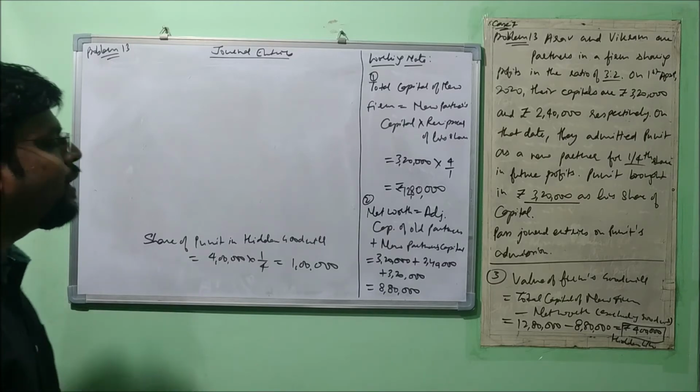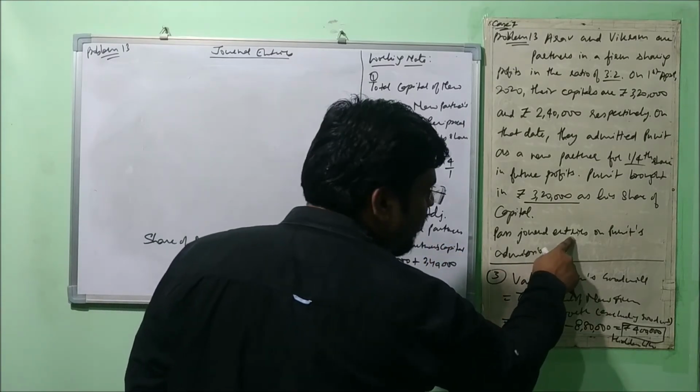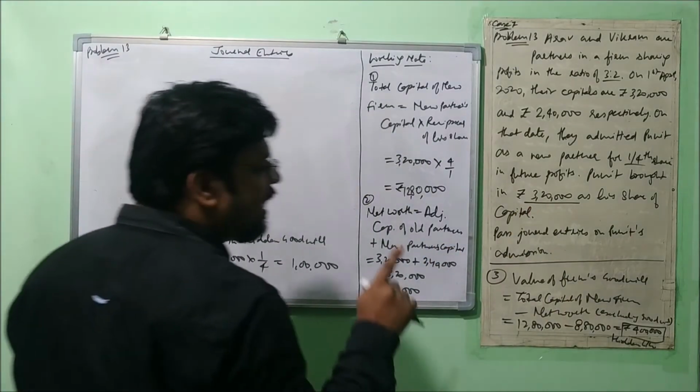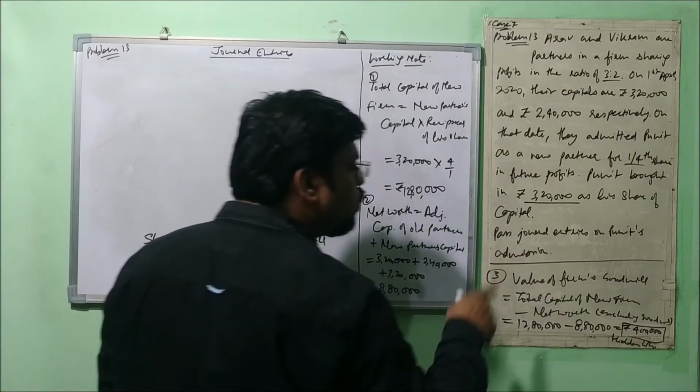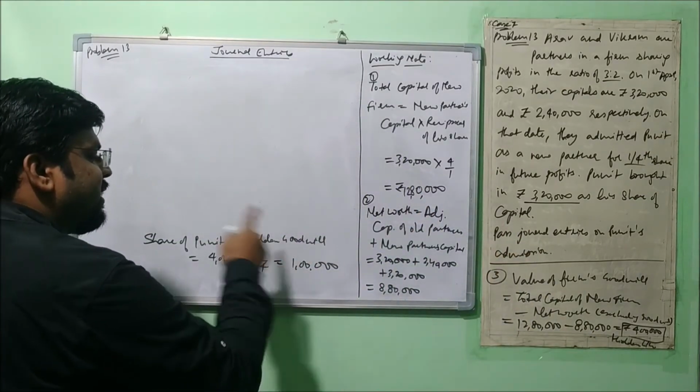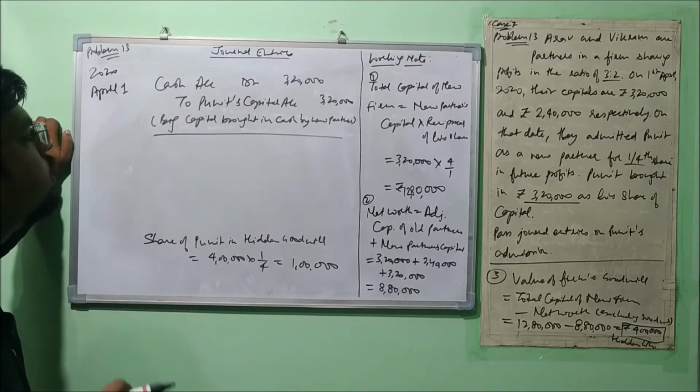Right, now it's time to pass the journal entries. We need to pass 2 entries, because the question asked for 2 entries, one related to capital and another related to goodwill. If the question was asking for only a single entry related to goodwill, then we would pass only that one. Understood the point? Cash account debit to Puneet's capital account 3,20,000, being capital brought in cash by new partner. It's a simple entry, you already know that.